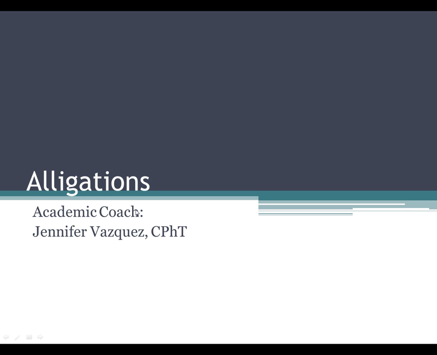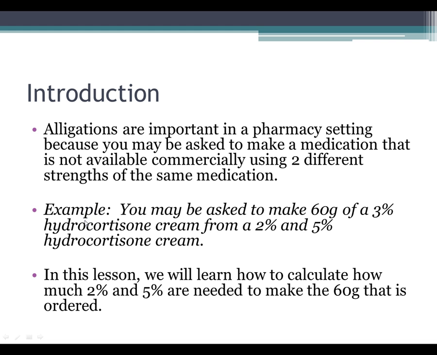Today we're going to go over alligations. Let's first take a look at a little introduction. Alligations are very important in the pharmacy setting because we may be asked to make a medication that is not available commercially using two different strengths of the same medication. When I say that a medication is not available commercially, I mean that the manufacturer who makes the medication does not make a certain strength that the doctor wishes to use.